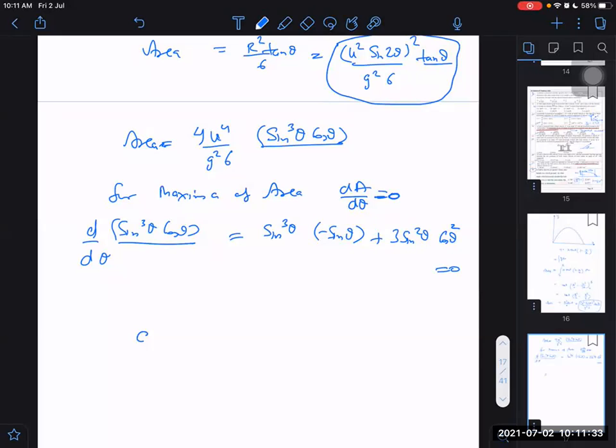Then I can take what common can be taken from both of these. Tan theta equal to 3. We are getting tan theta equals to root 3. If you are getting tan theta equal to root 3, then theta is equal to 60 degrees.